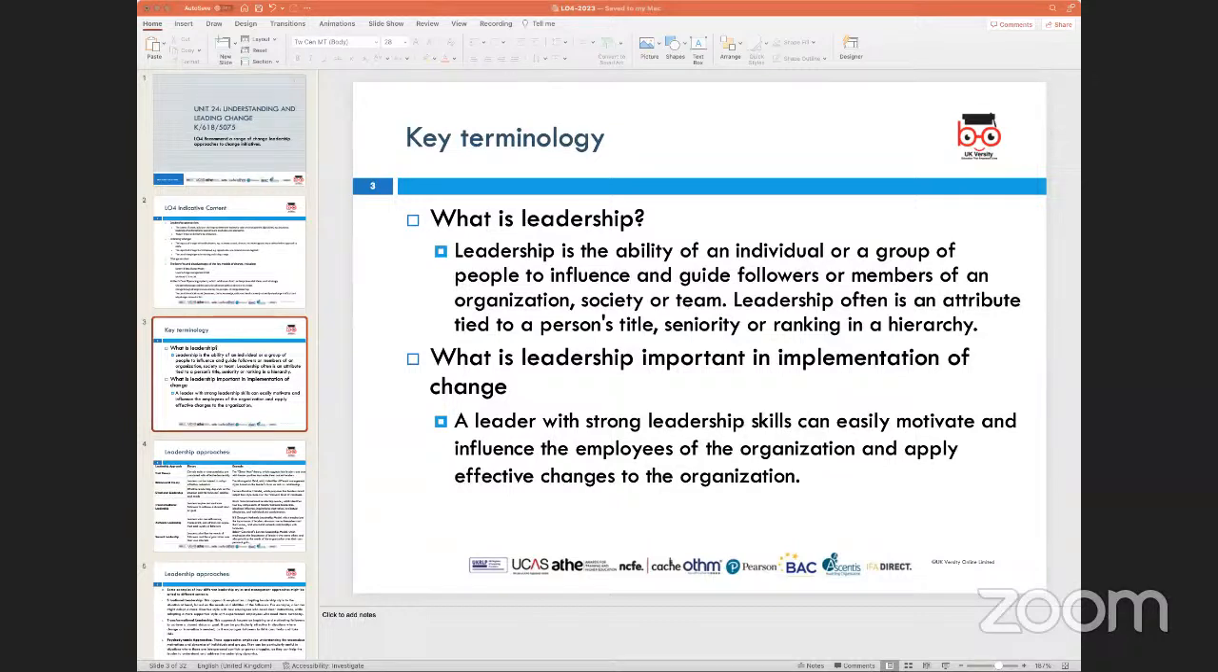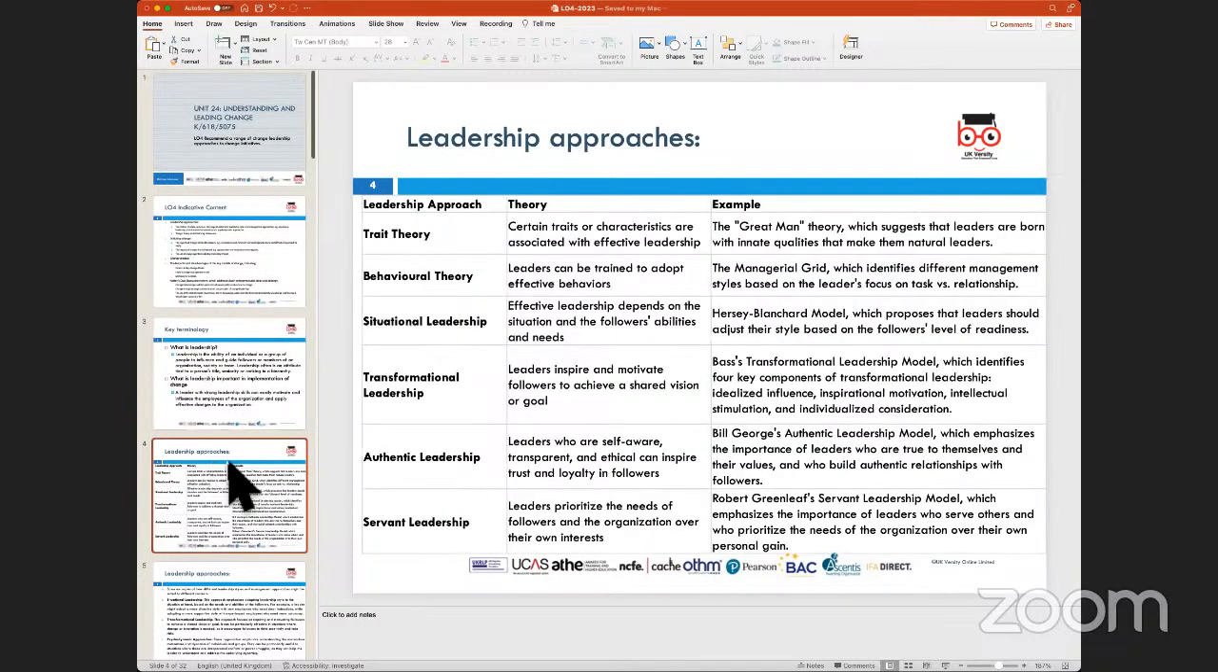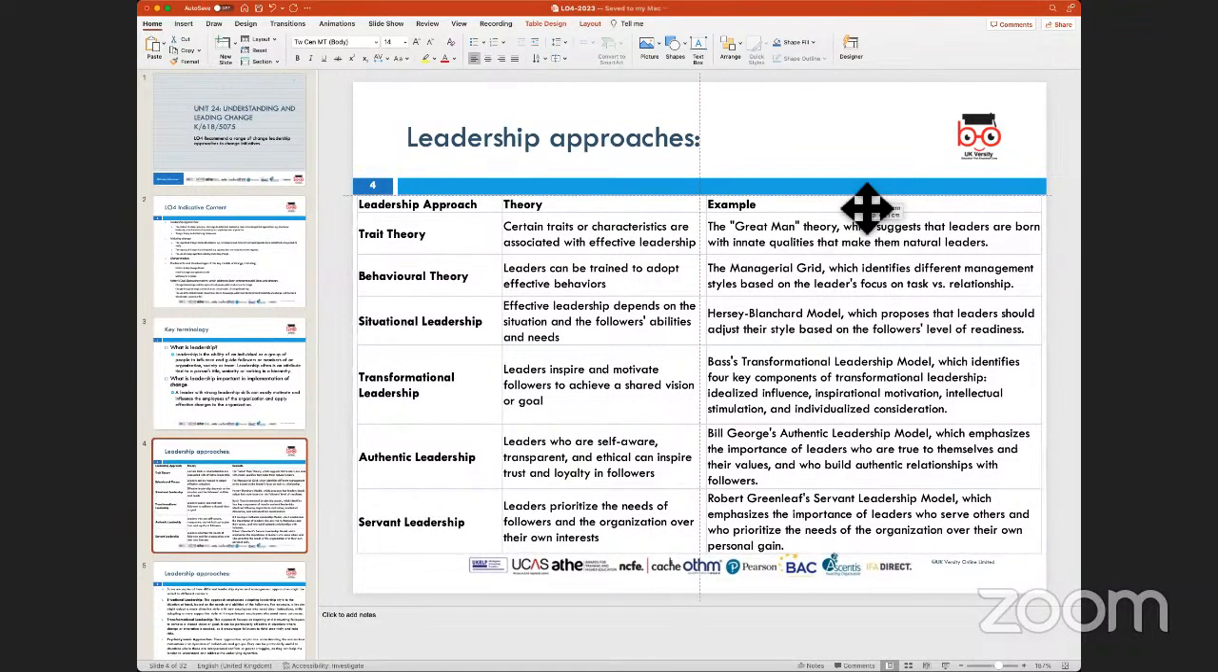Now, there are lots of different theories of leadership, which I will obviously put across in the next slide in the table. The great man theory says leaders are born with certain traits. And as the concept of leadership and theories have evolved over the years, the viewpoint in terms of how these theories have shaped our understanding of leadership has also changed.